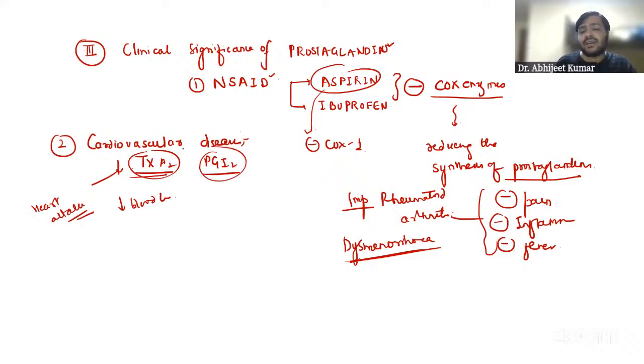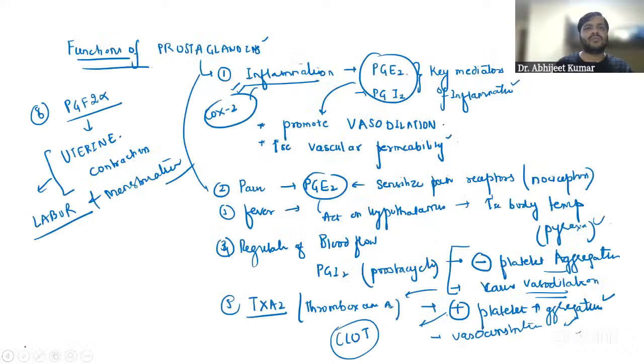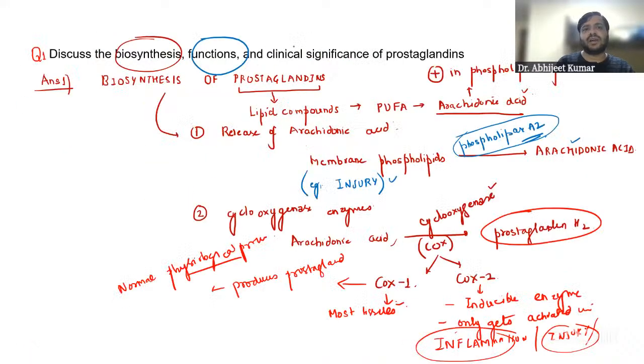PGI2 inhibition, on the other hand, can increase the risk of bleeding, right? So excessive inhibition of these prostaglandins should be avoided, otherwise it can increase the risk of bleeding and even kidney damage, right? So that is again one or two functions that you can remember for these prostaglandins. That was regarding the biosynthesis, functions, and clinical significance of prostaglandins.